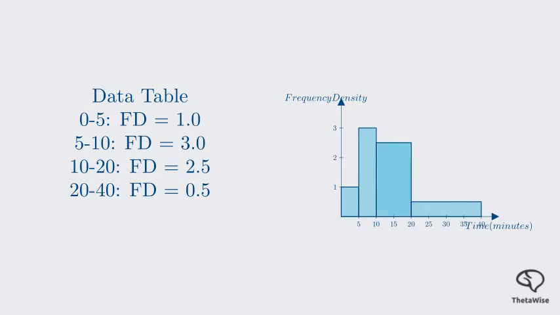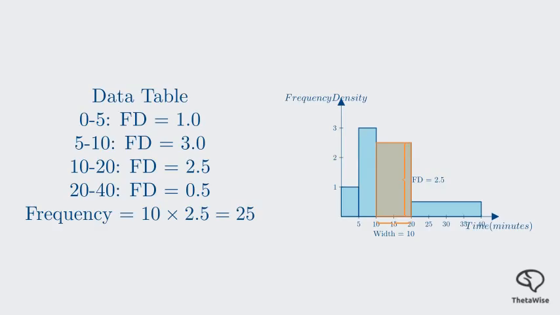Observe the third bar. Even though it represents 25 students, it isn't the tallest bar because those students are spread over a 10-minute interval. The second bar is the tallest because it has the highest concentration or density of students within its 5-minute window. If we want to find the frequency from the graph, we simply calculate the area. The width is 10, the height is 2.5. 10 times 2.5 equals 25. The area gives us the frequency back.